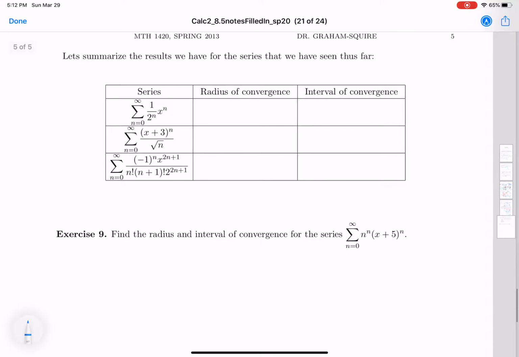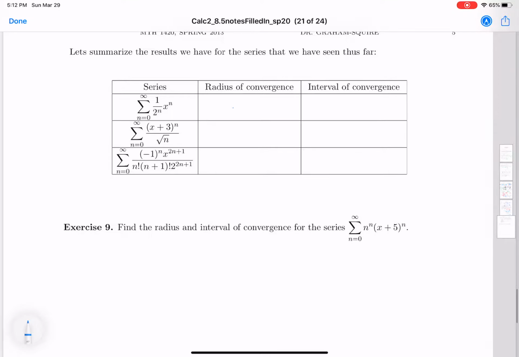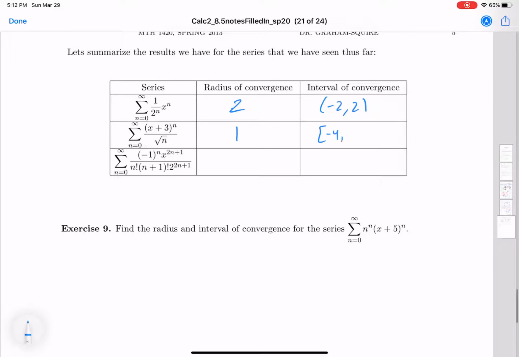All right, let's summarize what we have so far. For that one we just looked at, our radius of convergence was 2, and the interval of convergence was -2 to 2. For the previous example with the (x + 3)^n, our radius of convergence was 1, and our interval of convergence is from -4 to -2. The -4 is included and the -2 is not. And for this crazy-looking one, our radius of convergence was infinity, and our interval was -infinity to infinity because it's all values of x.